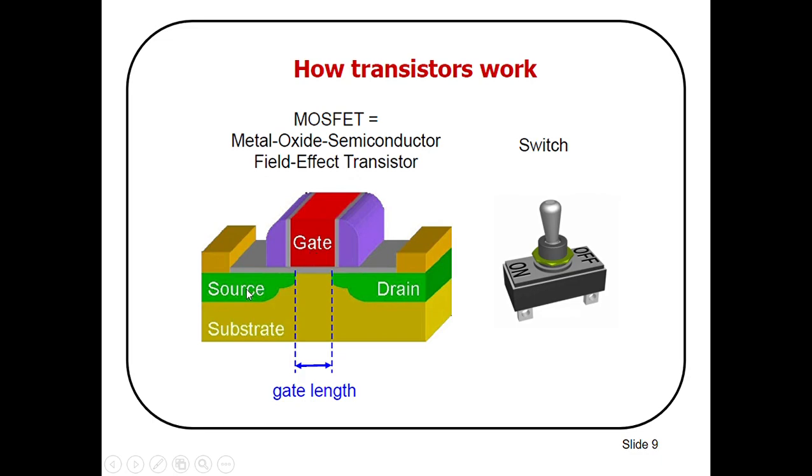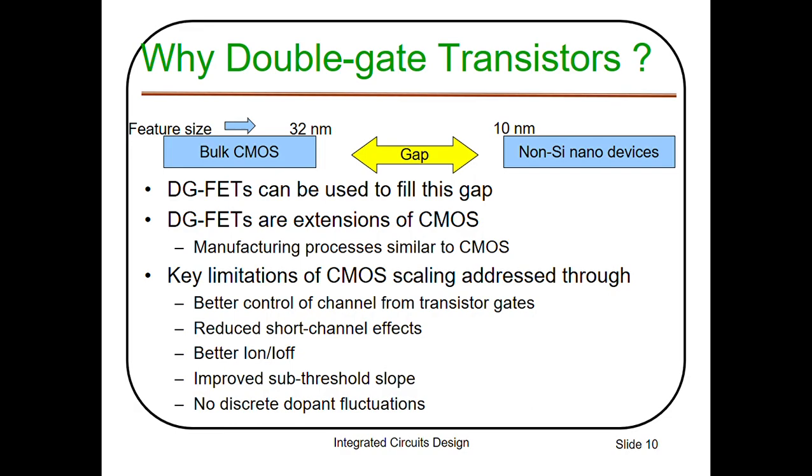This is your gate, source and the drain. When you apply the voltage on the gate and the drain, you control the current between the source and the drain. Your MOSFET works in the cutoff region, linear or triode region, and the saturation region. In the cutoff region and saturation region, you can use your MOSFET as a switch.